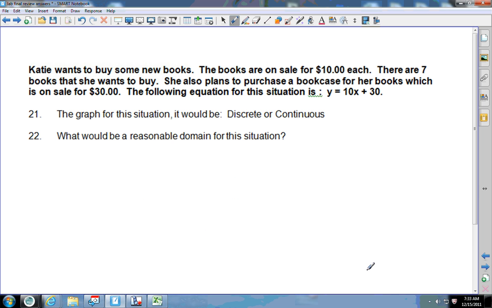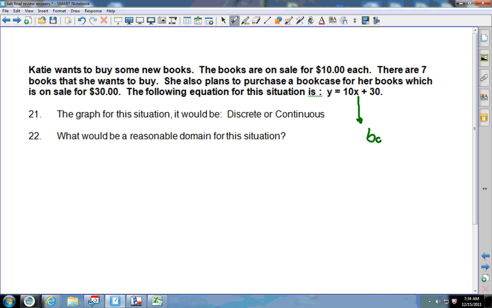Next it says Katie wants to buy some new books. The books are on sale for $10 each, and there are 7 books she wants to buy. She also plans to purchase a bookcase for her books, which is on sale for $30. The following equation for the situation is y equals 10x plus 30. The graph for the situation, would it be continuous or discrete? Well, what is it that we're doing? What is the x? It's $10 for each what?